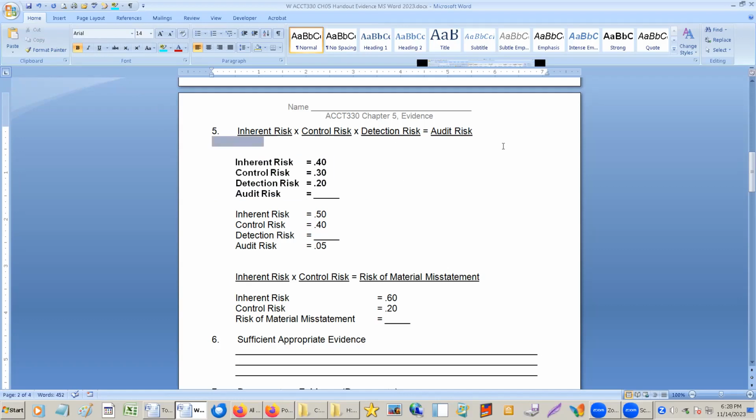Okay, so the inherent risk was 40, times the control risk, which is 30, times the detection risk, which was 20, and this will equal our audit risk, whatever that is.